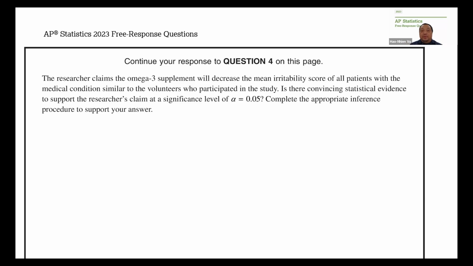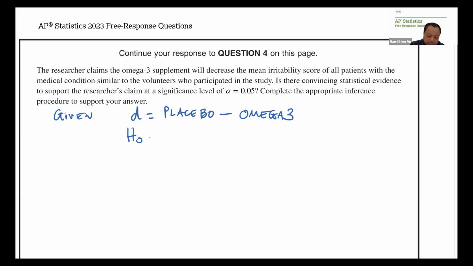So this is a typical, straightforward, no tricks hypothesis testing question involving matched pairs or mean of differences, where we're given that the difference is D equals placebo minus omega-3. And we're testing that this mean is positive. Since we're testing that the mean difference is positive, the H0 is that mu sub D is equal to 0, and the HA is that mu sub D is greater than 0.